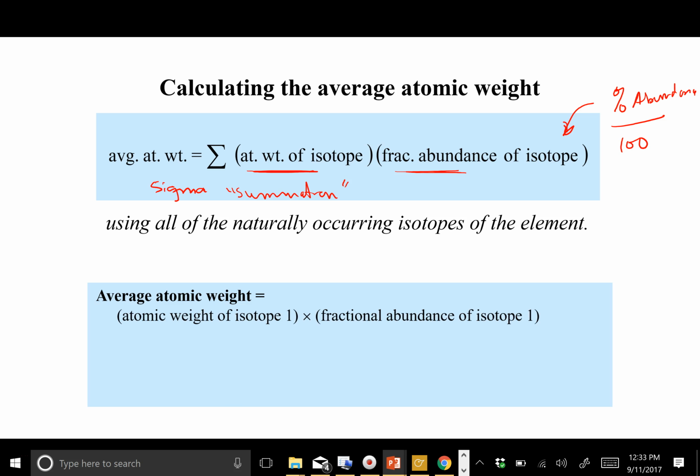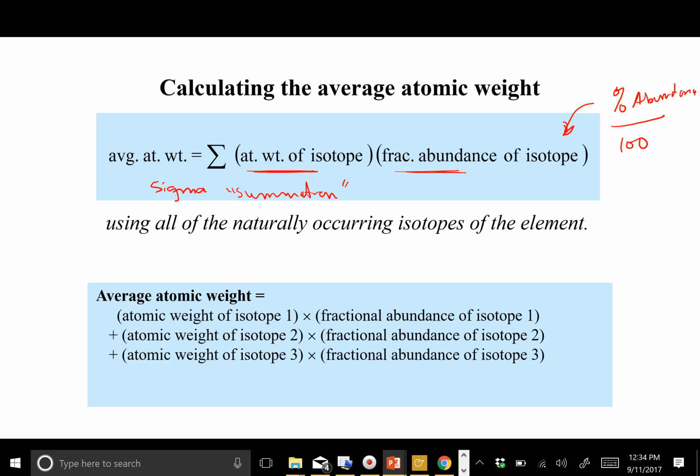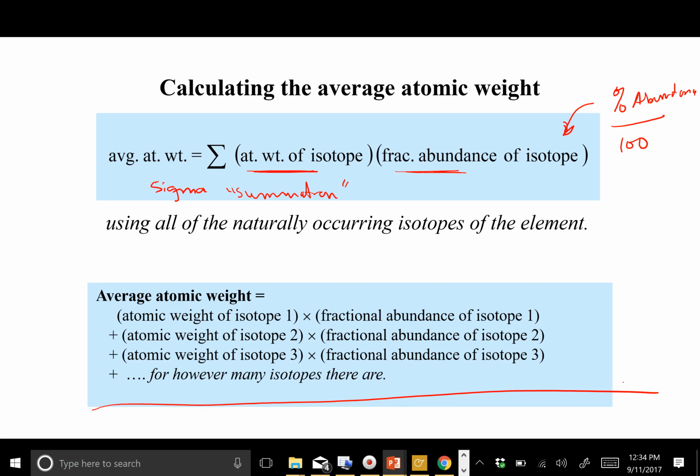So applying the summation can be thought of kind of like this. Let's just say for that first isotopic form, we're going to take its weight times its fractional abundance. We're going to add to that, for the second isotope, how much it weighs times its fractional abundance. Third isotope, okay, etc. Then we draw a line and we add these up. Oops, this is my big plus sign. Add them up. And then whatever this number is, that is your weighted average. That is your average atomic weight.